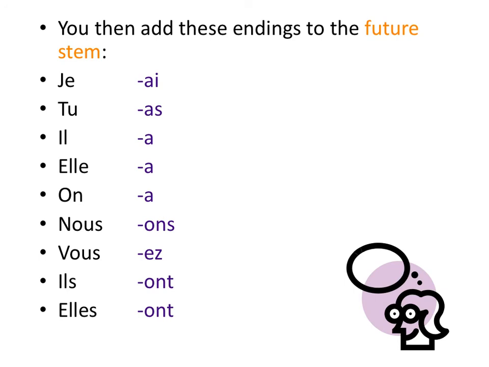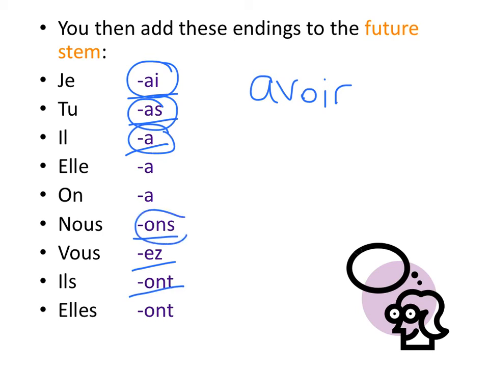You then add these endings to the future stem. Ai, as, a, ons, ez, ont. Now, that should remind you of something. That should remind you of the verb avoir in the present, okay? So these endings at the end are all the same as those on avoir, okay?